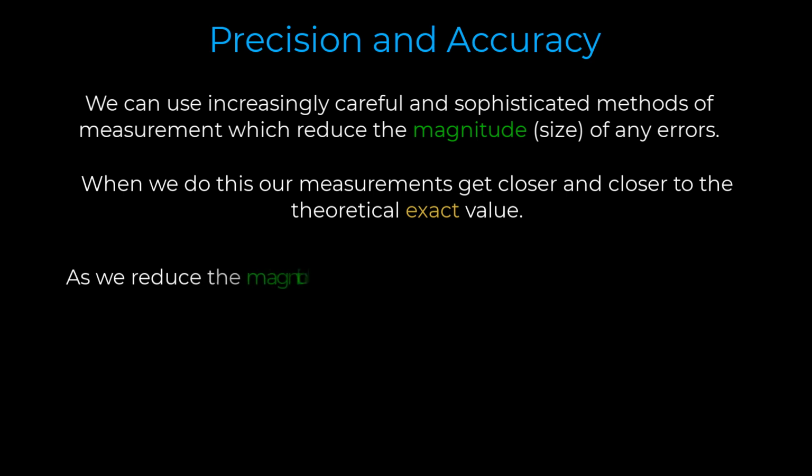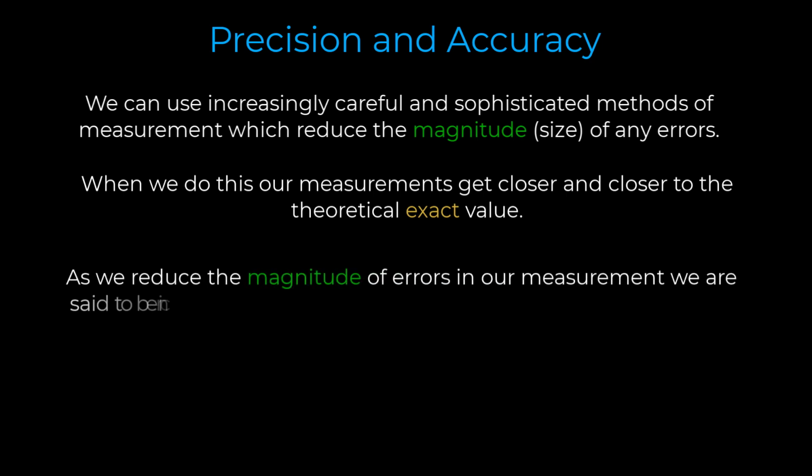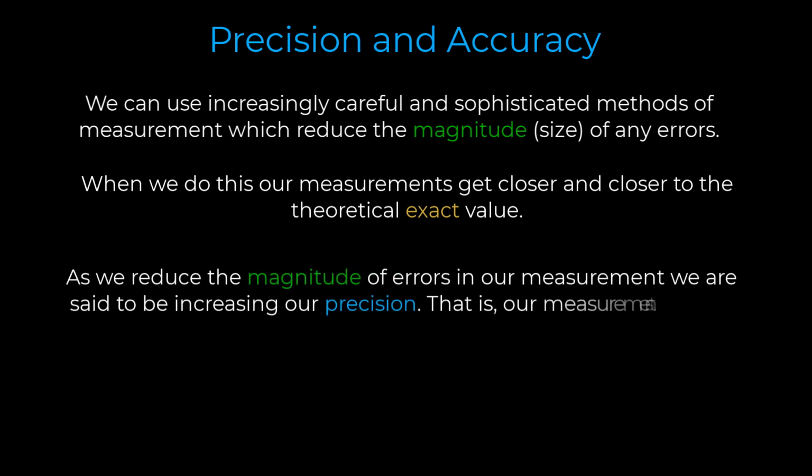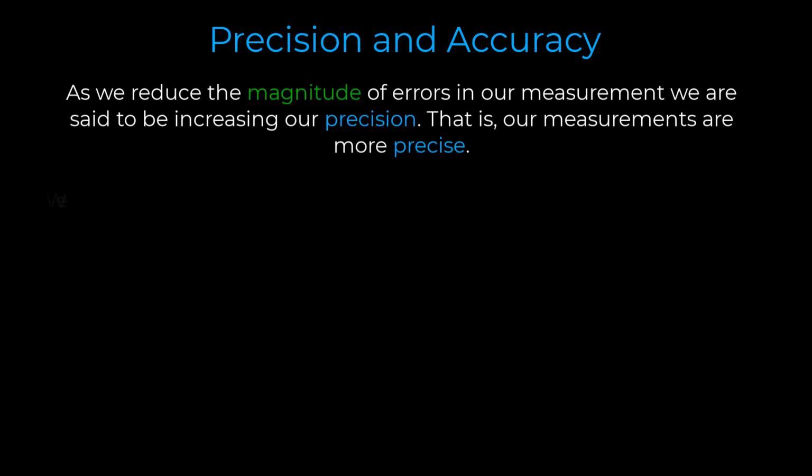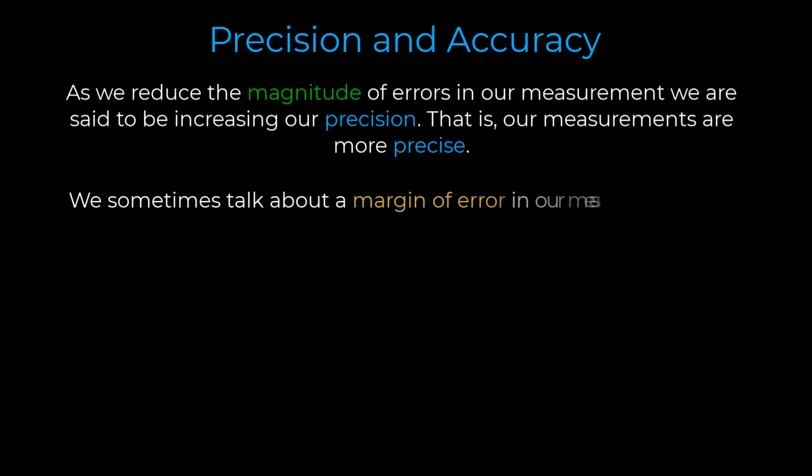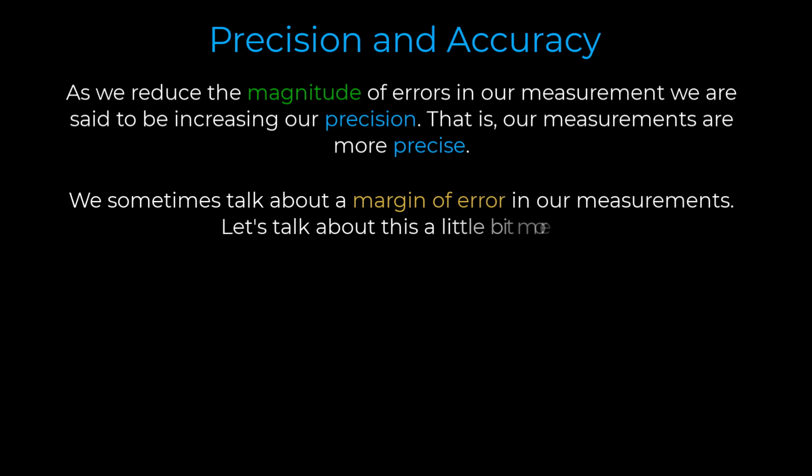As we reduce the magnitude of errors in our measurement, we are said to be increasing our precision. That is, our measurements are said to be more precise. We sometimes talk about a margin of error in our measurements. Let's talk about this for a moment as a way of leading into a discussion of the term accurate.